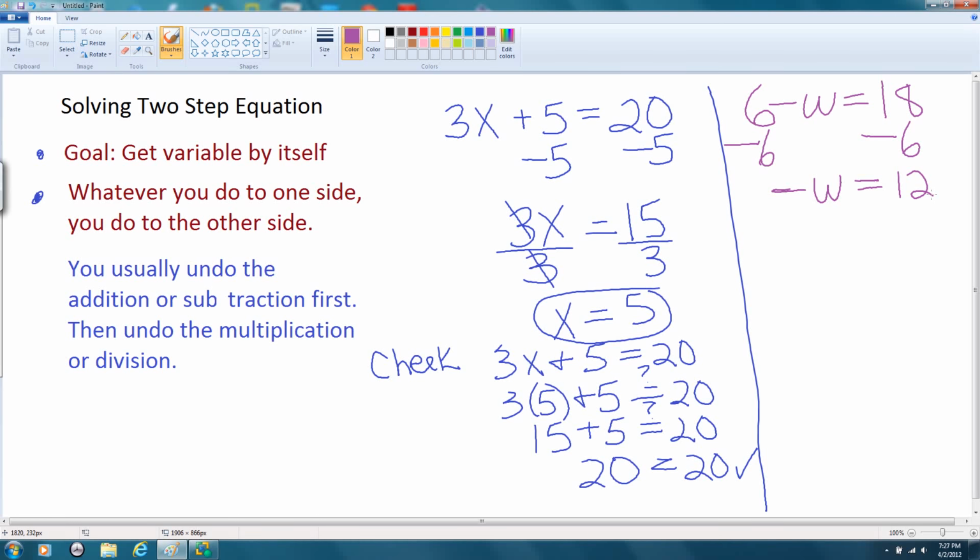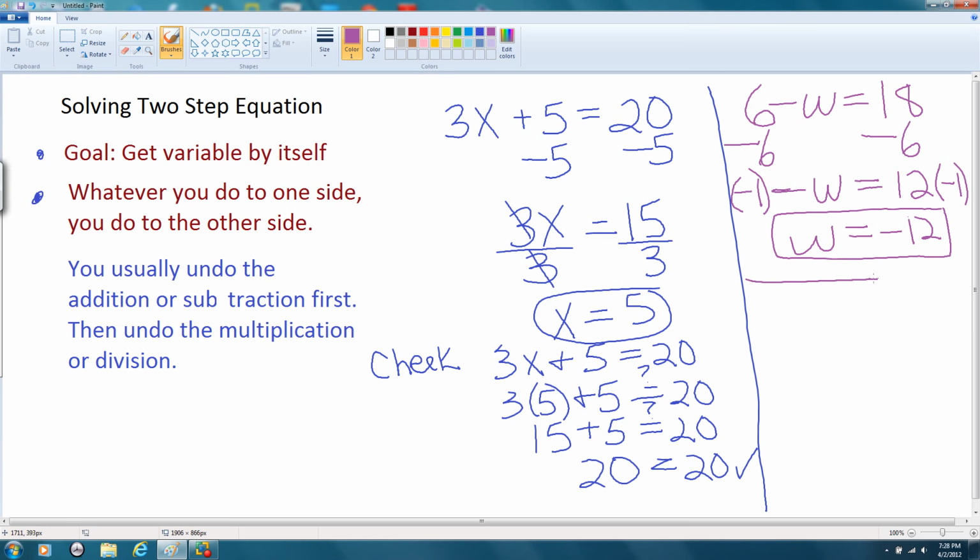So what I'm going to do is multiply this side by -1, and we know a negative times a negative is a positive, so that will just give me w. But if I multiply the left side by -1, I also need to do that to the right side. So I go ahead and do that. And so on the left side, I get w, and on the right side, I get -12. So w is equal to -12. I won't go ahead and check that one. We'll just leave that one alone.